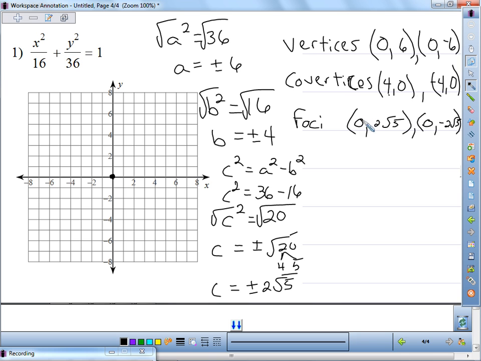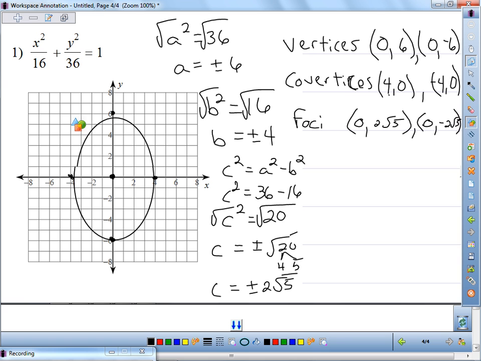Now let's graph it. With this, I'm going to graph the vertices first. It's in the y, so I go up 6 for the first point, then I go down 6. They don't have to be super pretty when you're doing these, just as long as you have the general idea. And then 4 and negative 4. Then we just connect them, trying to make an oval shape with this. So our ellipse should look like this.